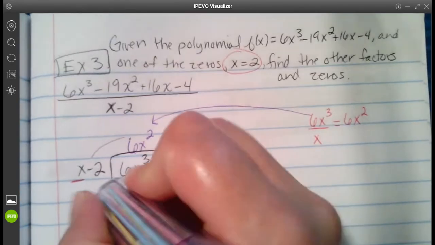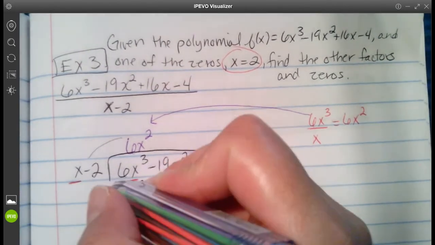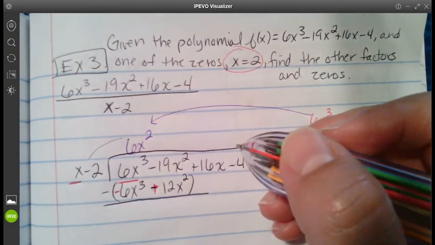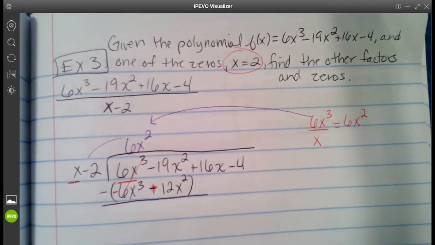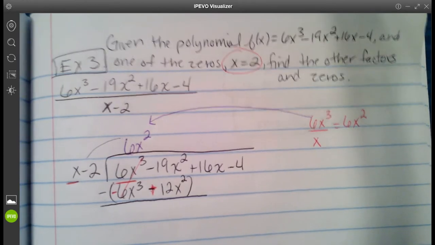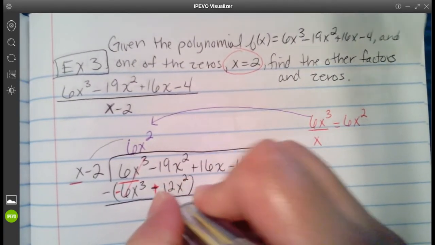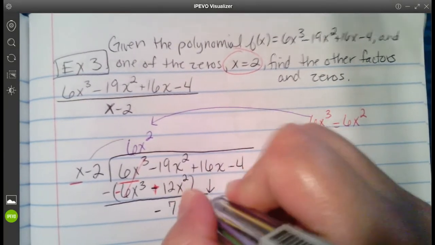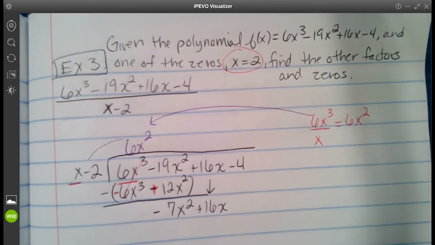So from here, we're going to subtract, and I'll go ahead and do a color change here, that way we know for sure which sign we're using. So this is going to become positive, and that's going to become negative, okay? So that one is 0. And then we have negative 19x squared plus 12x squared, which is going to be, let's see, negative 19 plus 12 is going to give me negative 7x squared. Okay, bring down the next term, so plus 16x, and then we do the process all over again.